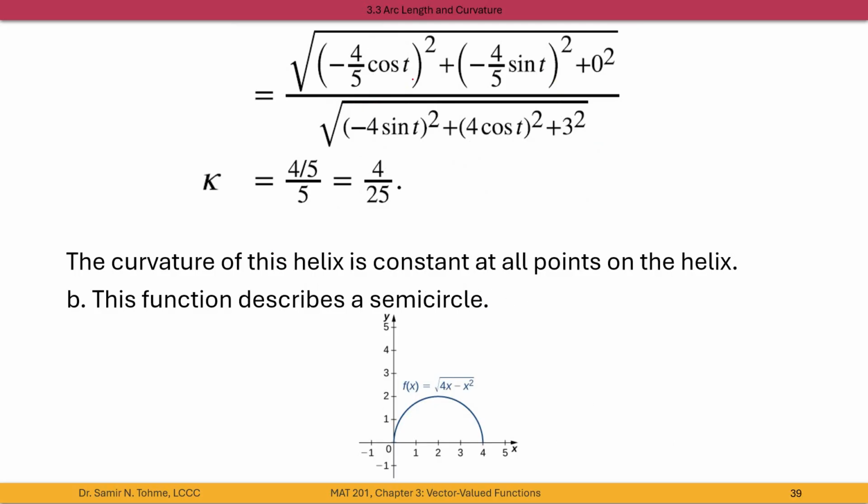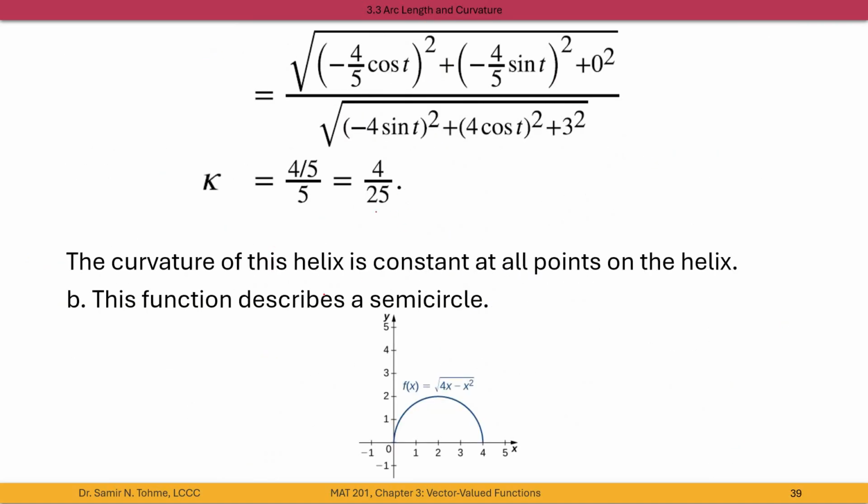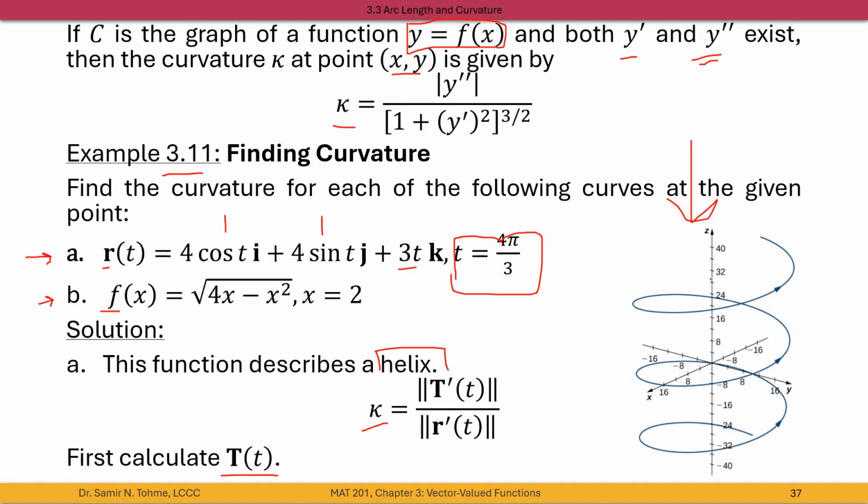Just replace at the end the value of t, which is equal to 4 pi over 3, and calculate. You're going to get the helix. And as you can see, the curvature of the helix is constant at all points on the helix. It will be the same because we have this nice symmetry in this structure of the helix.